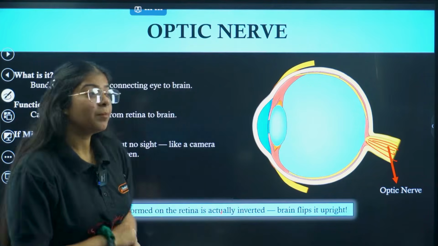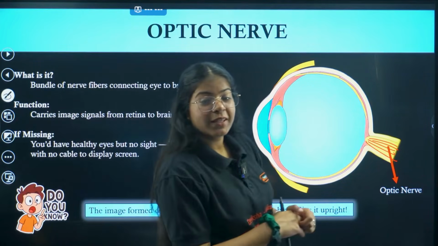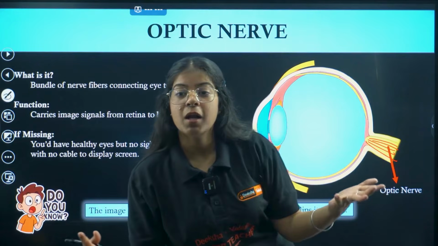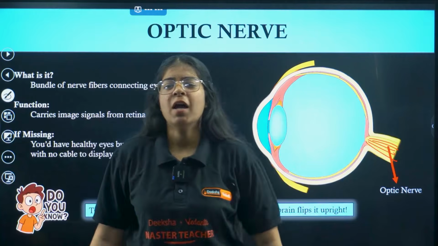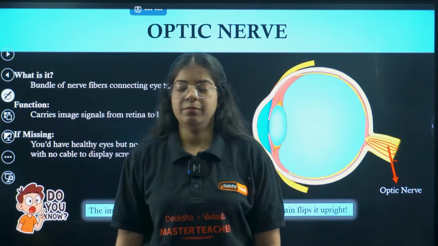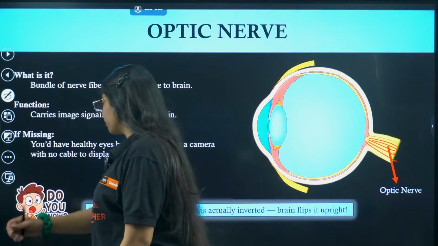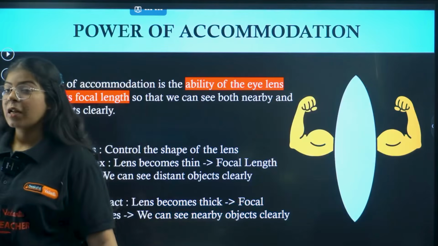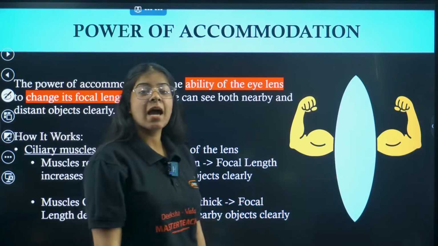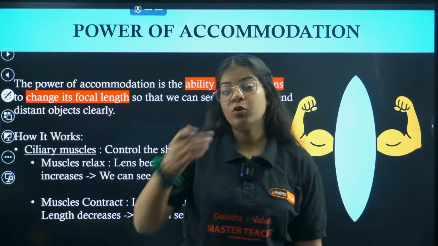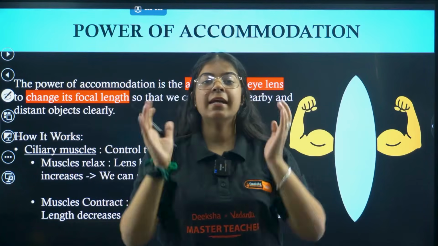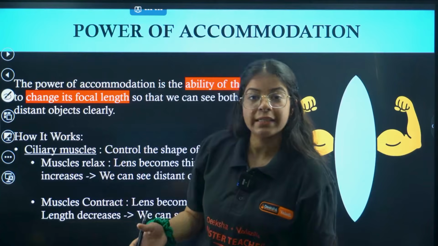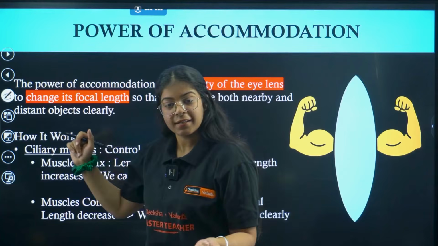Now remember, I told you that we'll study one thing, which is that our lens is flexible. How is it flexible? What is the exact concept of our lens being flexible? That is called power of accommodation. The power of accommodation is the ability of our lens. I told you it switches shapes, okay? So it gets thin, it gets thick according to the need. What is that need? Let's study that need.